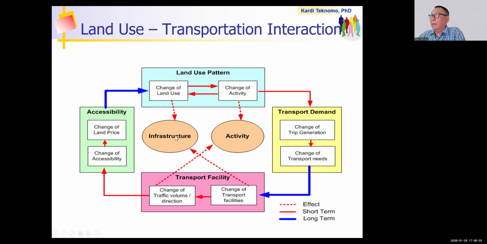This part, change in the land use and change in the transport facilities, represents the change in the infrastructure. But when you change the activities, these are the activity change. So remember this, transportation is derived demand from activities, and activities are derived from change of land use. So the change of land use comes from the change of the land price, and the land price changes because of the accessibility. So this is the model that you can actually create, based on this feedback loop.